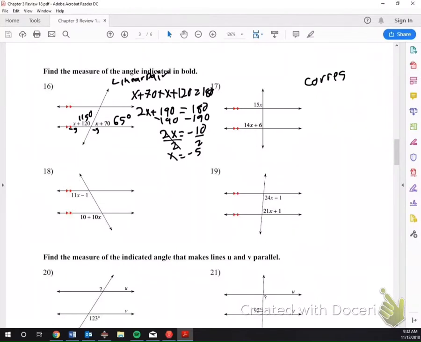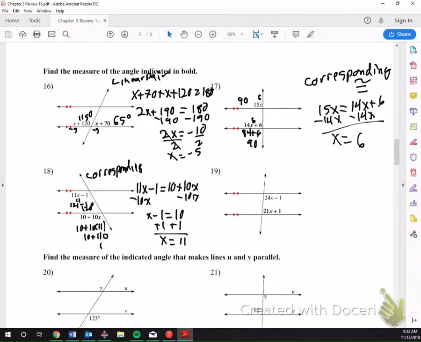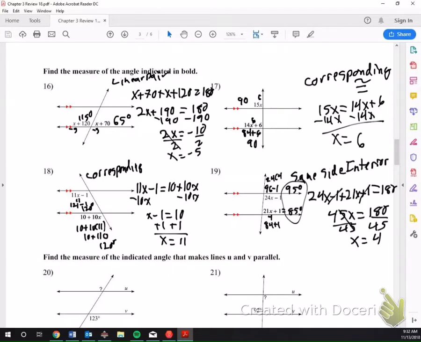So the next two are corresponding and corresponding, so they're equal to each other. Okay? So we set them equal to each other, go back and plug the x in. That's how they would look. And then on number 19, they're same side interior, so I set them equal to 180. Again, I want you guys to be able to watch this and have it be helpful. If you're not sure how I got any of these answers, feel free to come and ask me.